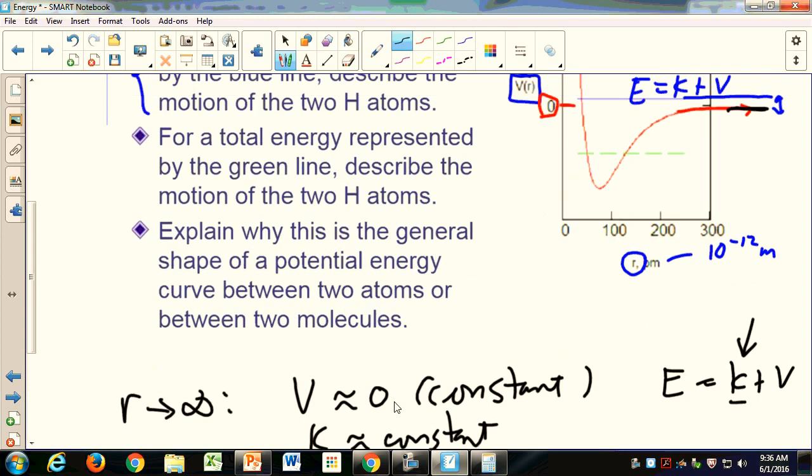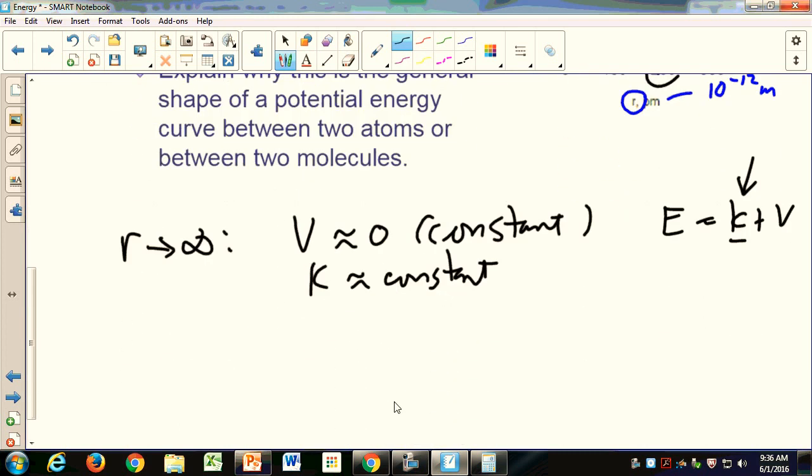Now what happens when they get closer? Let's say they're already at this distance. So they're approaching each other. Let's say at this distance right here, at 200 picometers. Look what happened compared to before when they were very far apart. What happened to the potential energy as they approach? Potential energy drops. So as r decreases, as they approach each other, your potential energy is dropping.